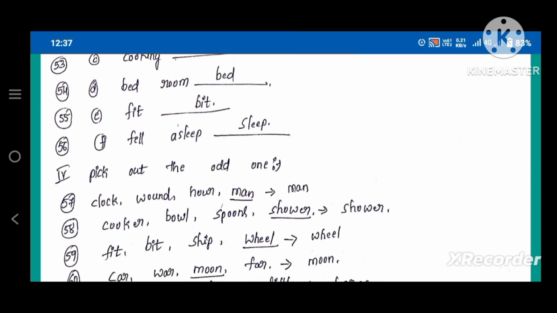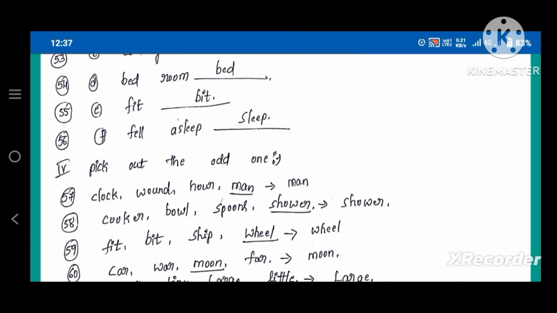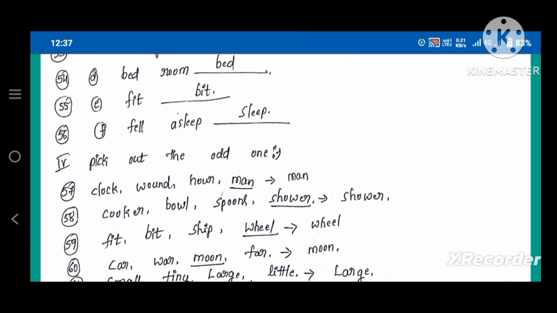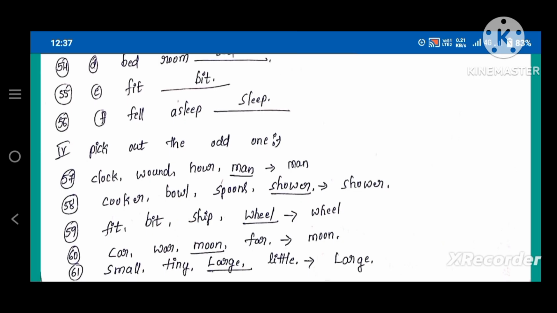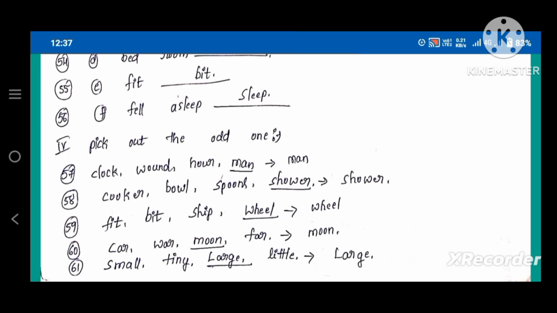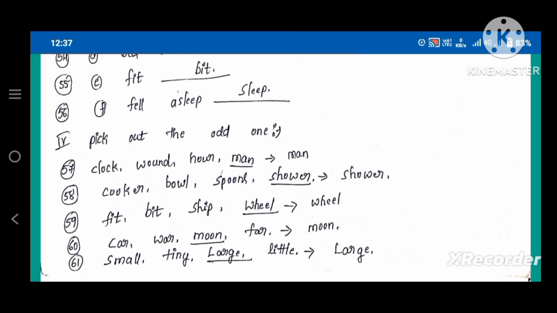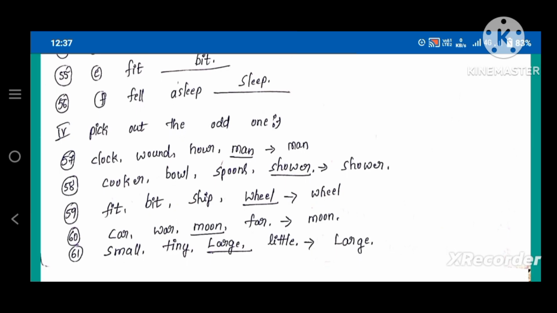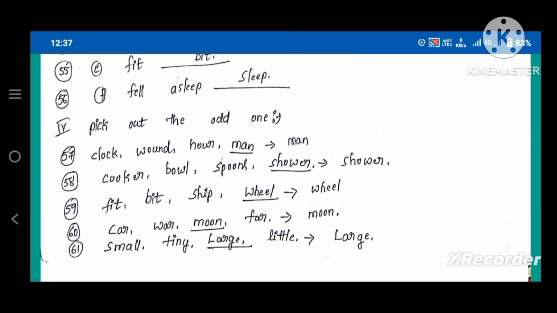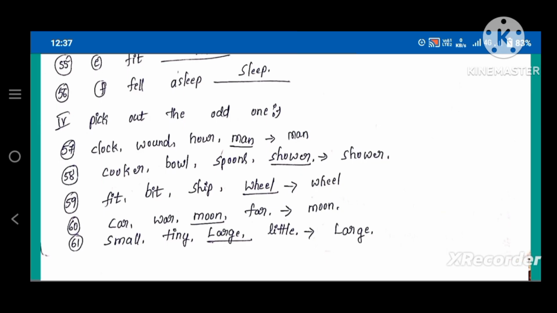58th one, cooker, bowl, spoons, shower. Odd one is shower. 59th one, fit, bit, ship, wheel. Odd one is wheel. 60th one, car, war, moon, far. Odd one is moon. 61st question, small, tiny, large, little. Large is odd one.